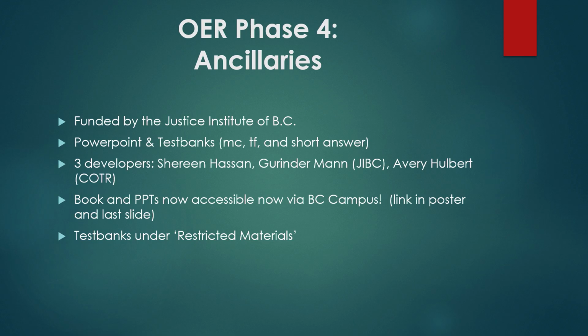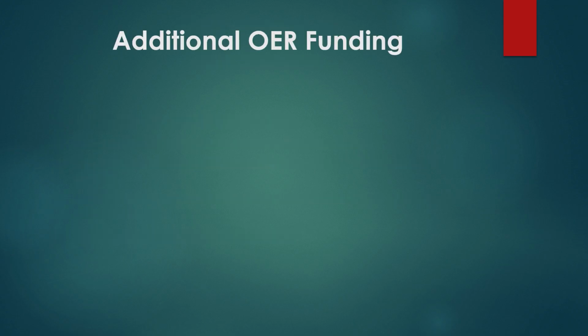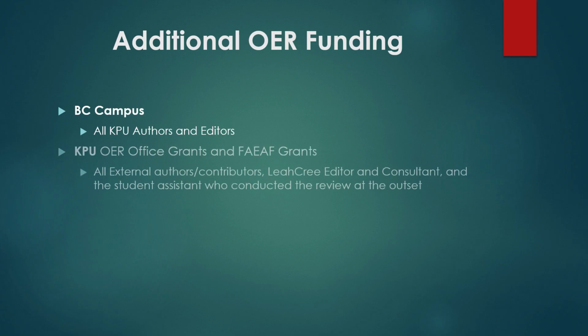So in addition to the funding that the JIBC provided for the development of the ancillaries, there was funding from a variety of different agencies. That was actually a challenging part of my role as a project lead on this textbook, managing all of the different funding sources and figuring out who's getting paid by which source and keeping track of it all. So BC Campus, because Kwantlen faculty can't be paid by Kwantlen for this type of work. It's part of service work, it's part of our role. But KPU authors and editors could be paid by BC Campus, and then KPU was able to provide funding to pay external contributors and collaborators, right?